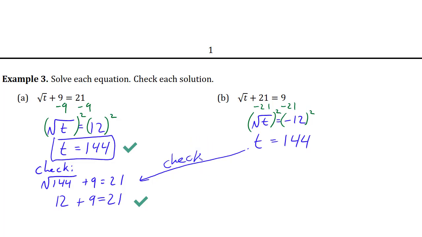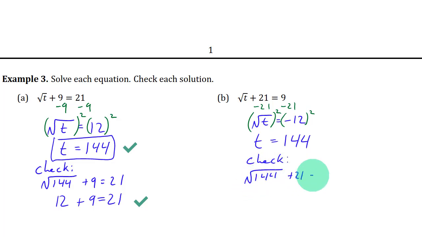Oh, sorry, the checking wouldn't go the same way because it's a different equation. So if we're going to check it, we're going to do the square root of 144 plus 21 and see, is that equal to 9? Well, the square root of 144 is 12, plus 21. Is that equal to 9? No, it is not.